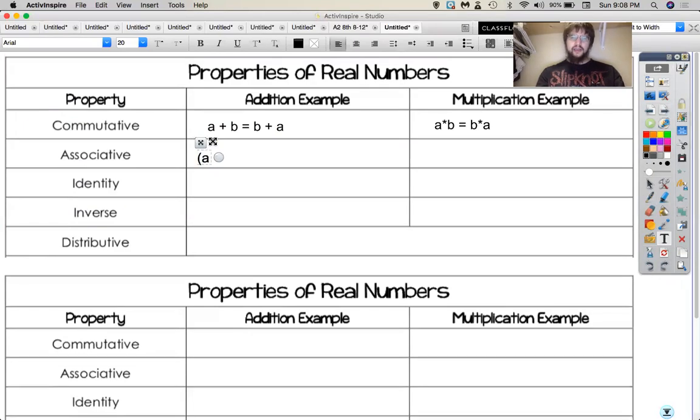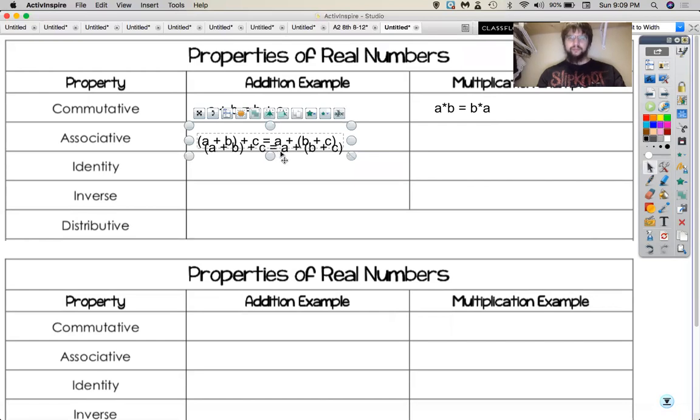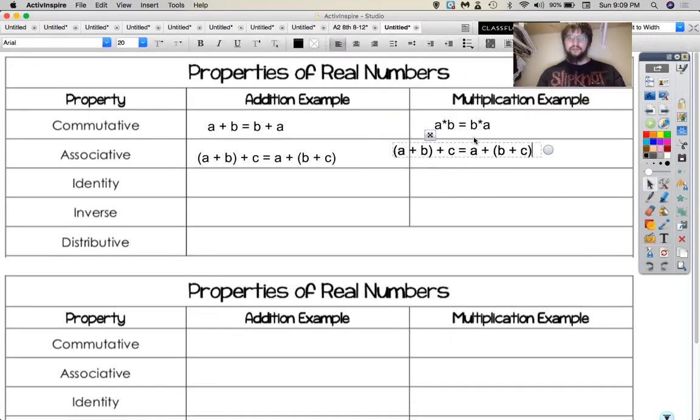Associative property, that's going with grouping. Let me do this. A plus B plus C is equal to A plus B plus C, grouped differently. You can group them in any order you want. You could even do A plus C first. Doesn't matter. And same thing for multiplication. We just change these to multiplication symbols. It holds true.